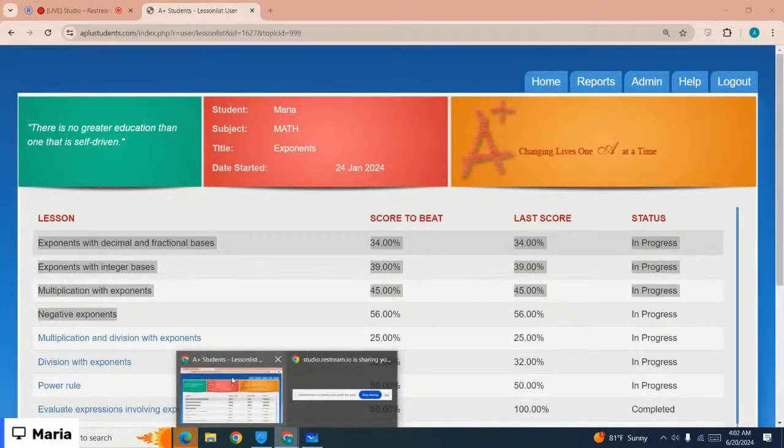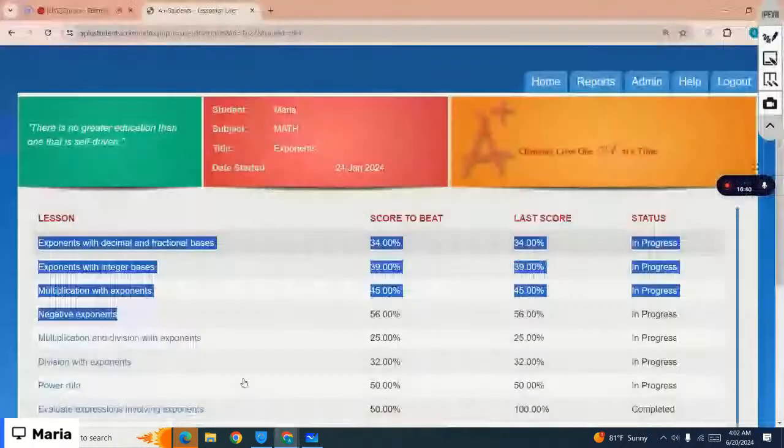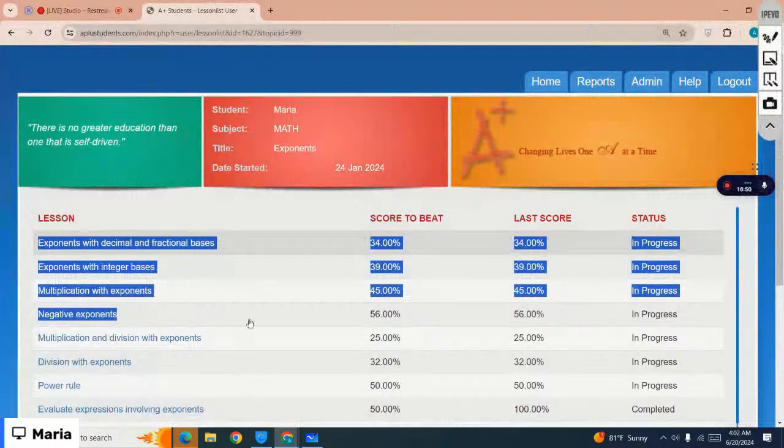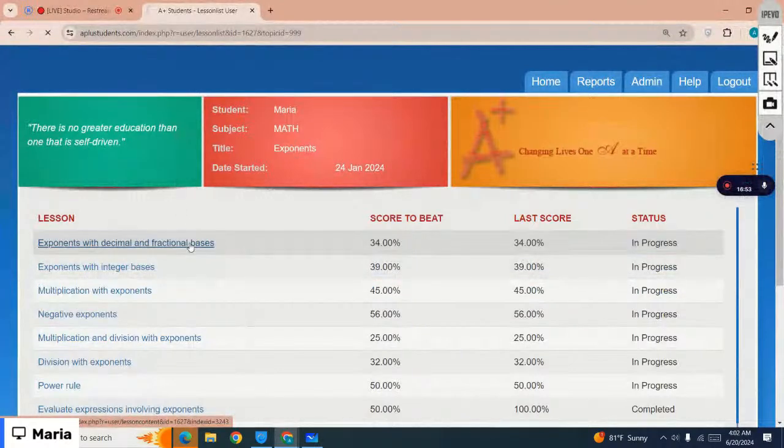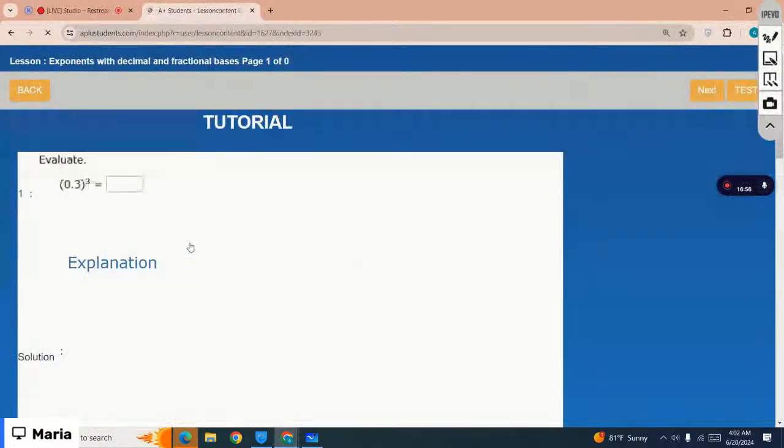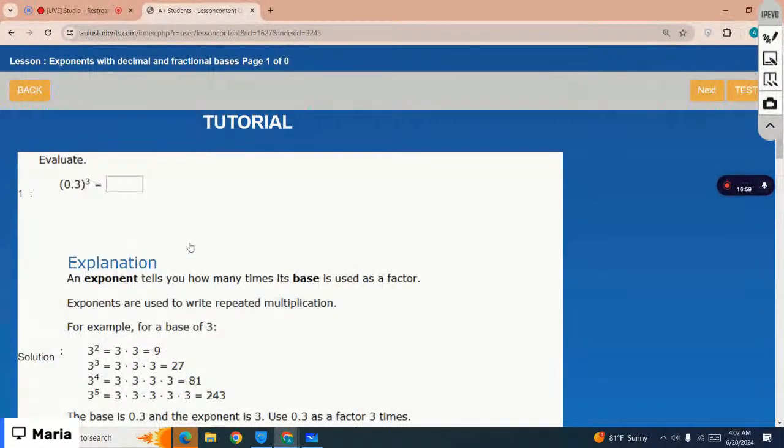Here I am on grade 9 math. The chapter we are on right now is exponents. Let's start with the first lesson, that is exponents with decimal and fractional basis. Okay, let's start with the first example, 0.3 exponent 3.